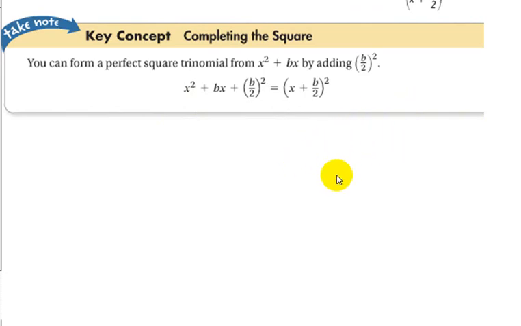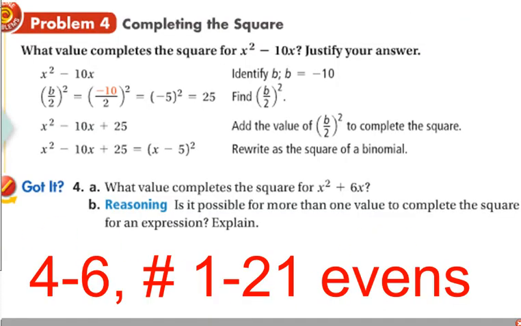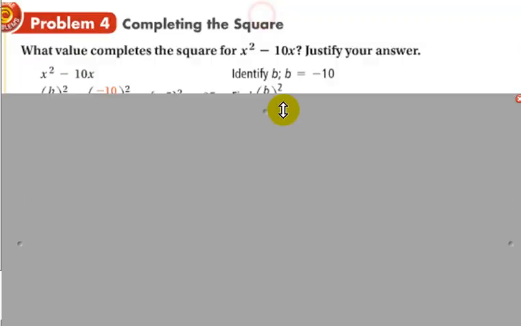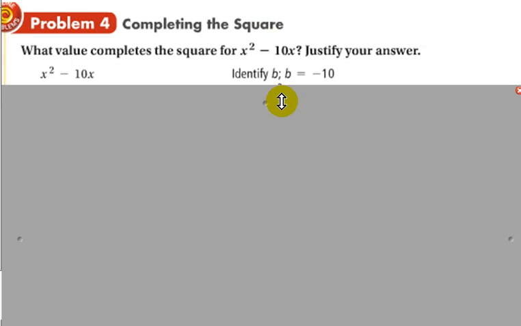Now they're going to give us an equation where it's missing our c term, and we've got to complete the square to finish it. It's called completing the square. Let's look at this one: x squared minus 10x. And they say, what value completes the square? Your last problem set is just like this. So x squared minus 10x.